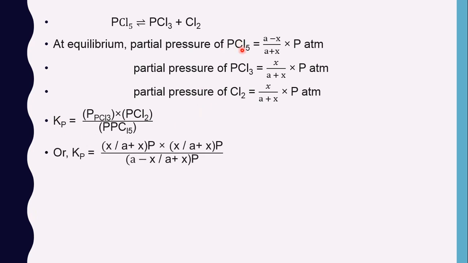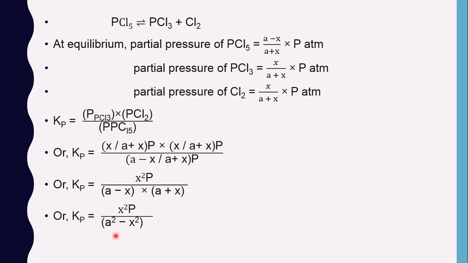Here, if we put the value of this in this equation, then we will get Kp equal X divided by A plus X into P into X divided by A plus X into P divided by A minus X divided by A plus X into P. After simplifying the equation, we will get Kp equal X square P divided by A minus X into A plus X. And it can be written X square P divided by A square minus X square. This is the equation of Kp for the above reaction.